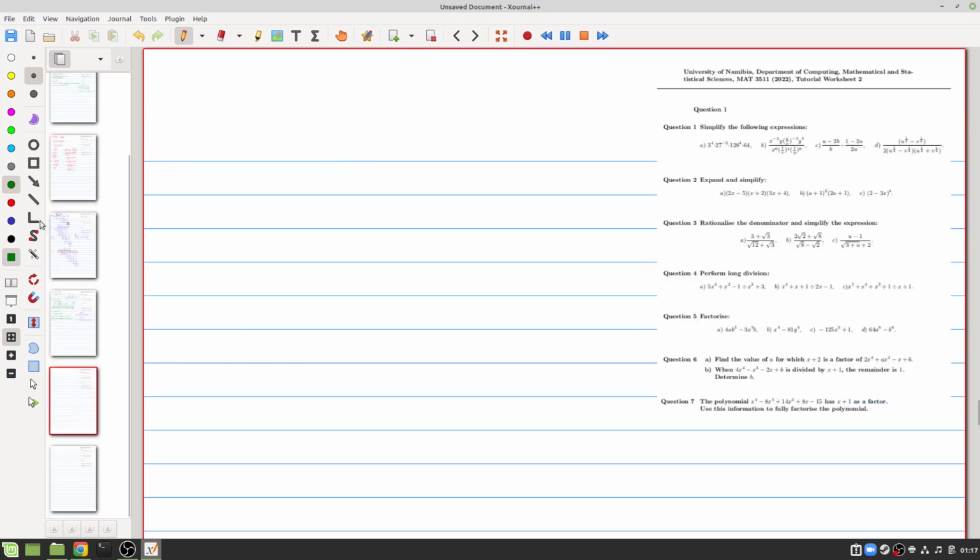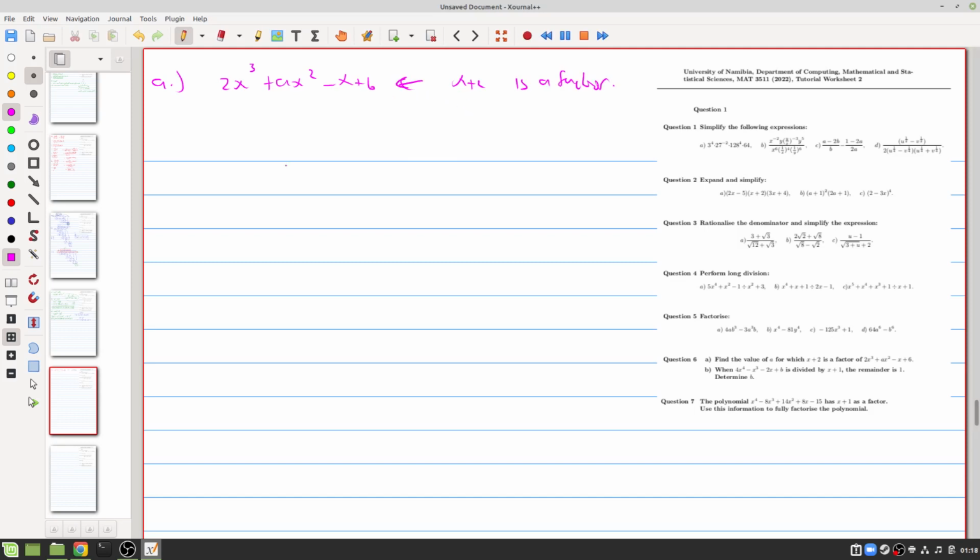Okay, 2 more questions for this tutorial. I know it's getting a bit long, but just hang in there. Question 6a. Find the value of a for which x plus 2 is a factor of 2x cubed plus ax squared minus x plus 6. Okay, so they're telling us x plus 2 is a factor of this. Okay, so what can we do with that?